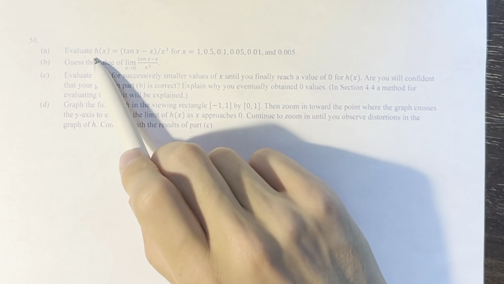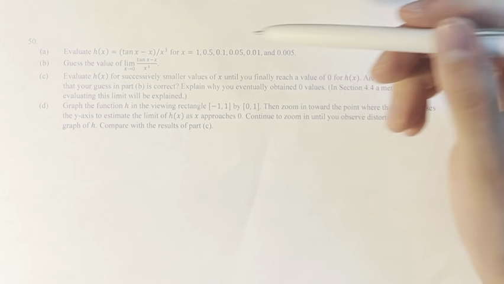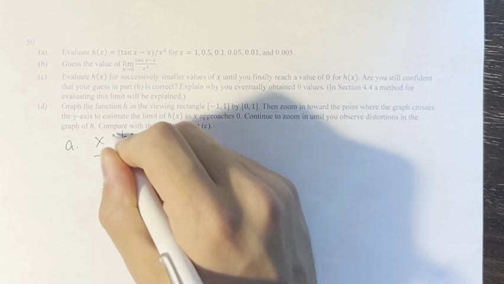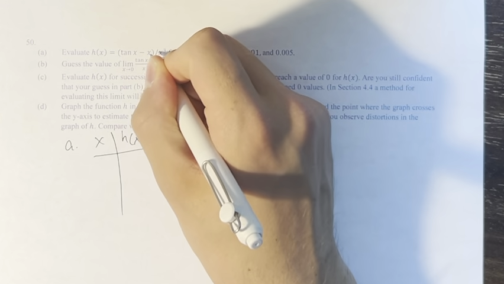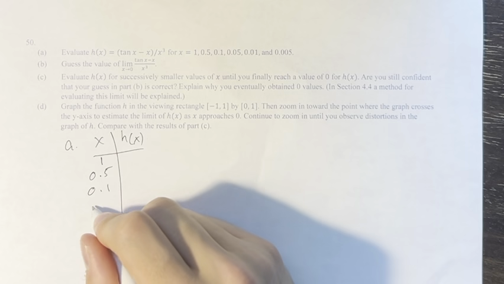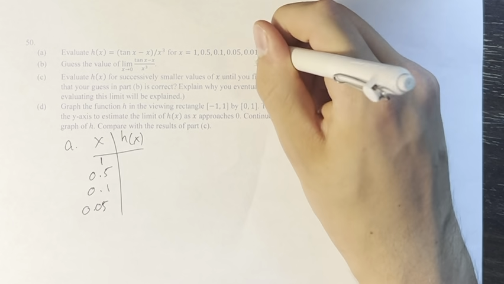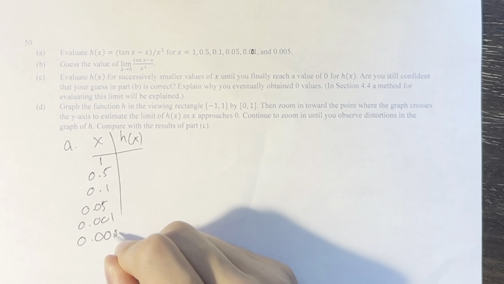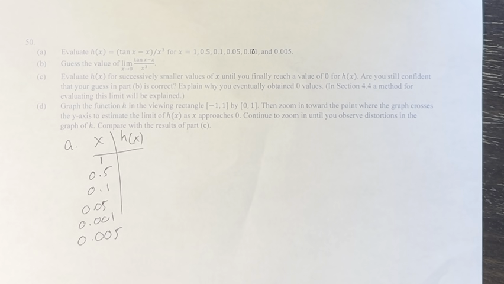In this problem, we're asked to evaluate h of x is equal to tangent of x minus x over x cubed for the following x values. So what we have to do is just plug x into here and plug it into a calculator. 1, 0.5, 0.1, 0.05, 0.001, and 0.005. And what we're going to get when we plug these values in are numbers that are going to be approaching a certain value, and that is going to be the value of the limit.